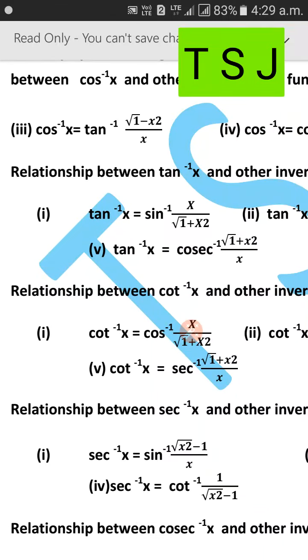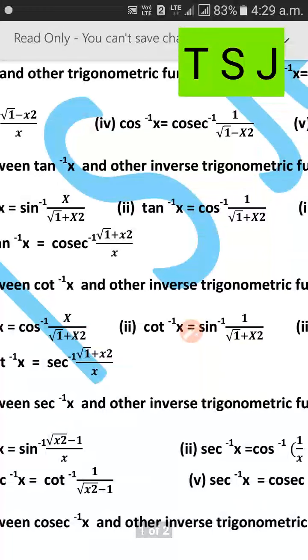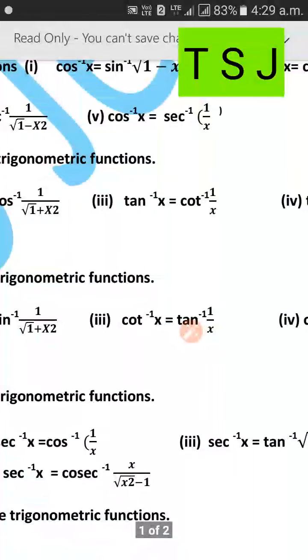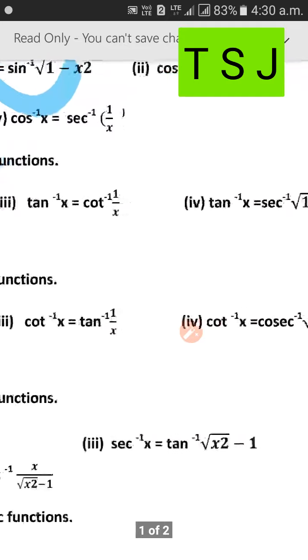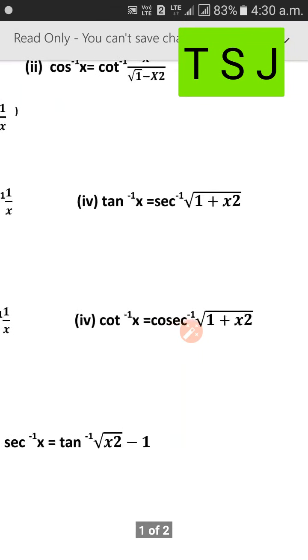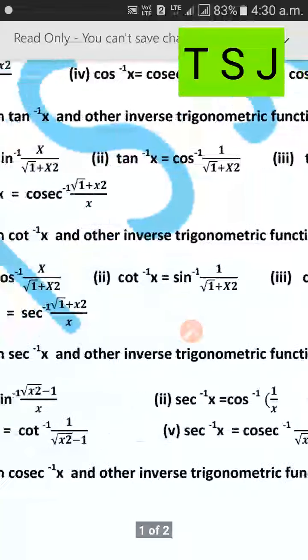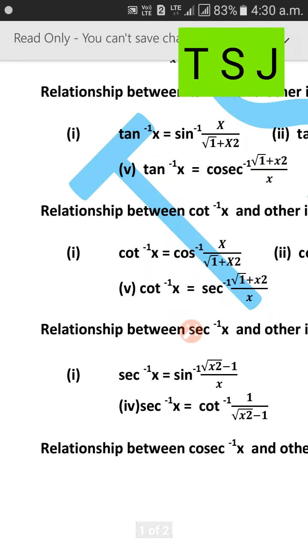In a similar manner, there is a relationship between tan inverse x and other inverse trigonometric functions. Tan inverse x can be written as sine inverse x upon under root 1 plus x square. Tan inverse x equal to cos inverse 1 upon under root 1 plus x square. Tan inverse x equal to cot inverse 1 upon x. Tan inverse x equal to sec inverse under root 1 plus x square. Tan inverse x equal to cosec inverse under root 1 plus x square upon x.